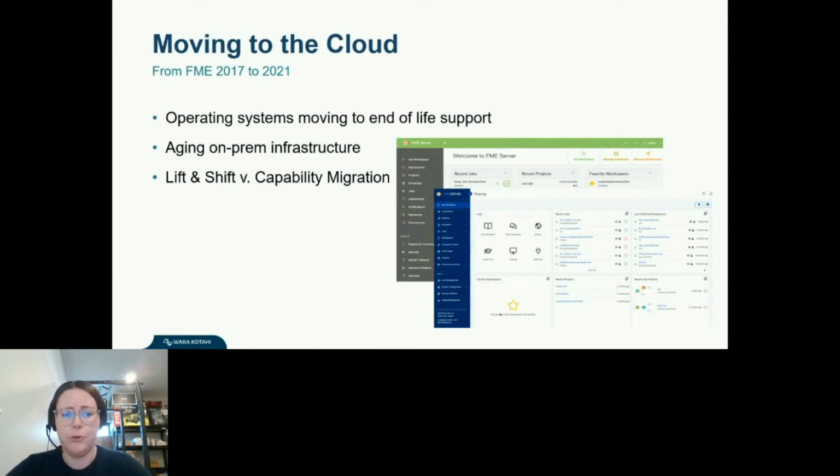At the time, we were operating on Windows 2008 virtual machines, running FME Desktop and Server 2017, and it was clear that in order to continue to serve the business, our stakeholders, and even the general public, we were going to have to upgrade. So this is where our upgrade and move to the cloud experience really began.